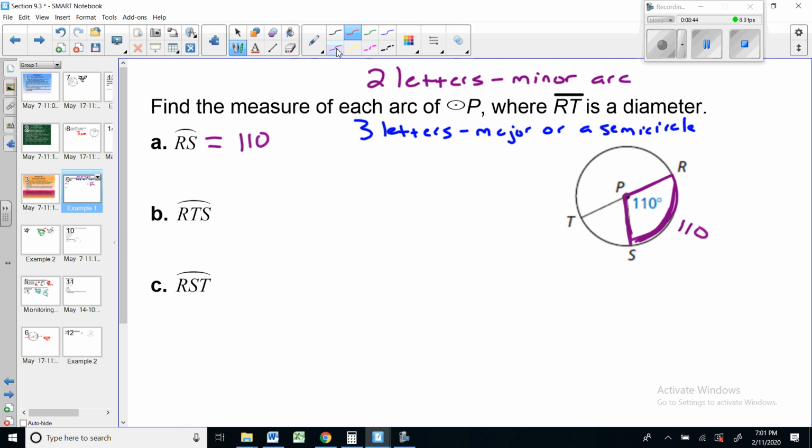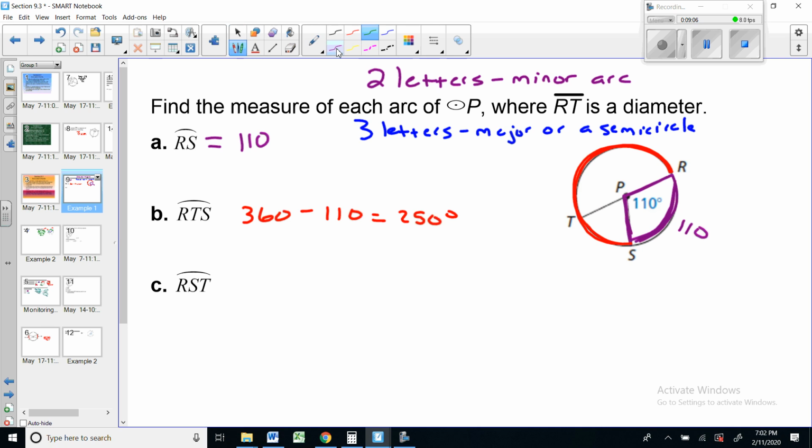So my next problem asks us to find the measure of arc RTS. I start at R, coming around to T through S. I have a major arc because that's bigger than a semicircle. So what I need to do for this one is take 360 and subtract 110, and that tells me the measure of my arc will be 250 degrees.